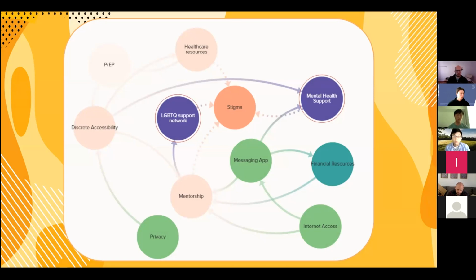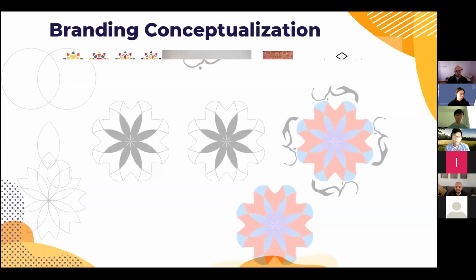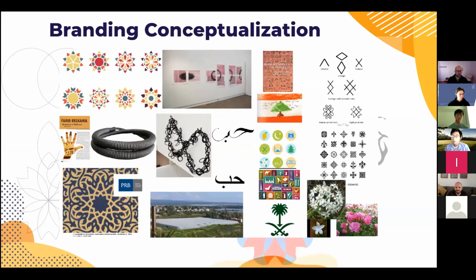So with this in mind, we went ahead and started a branding conceptualization. This is the mood board that I made. I focused a lot on the intricate designs that were inherent to the region, looking at things like the environment, the geography, symbols from flags, the national flowers, and Berber carpet patterns from Morocco.